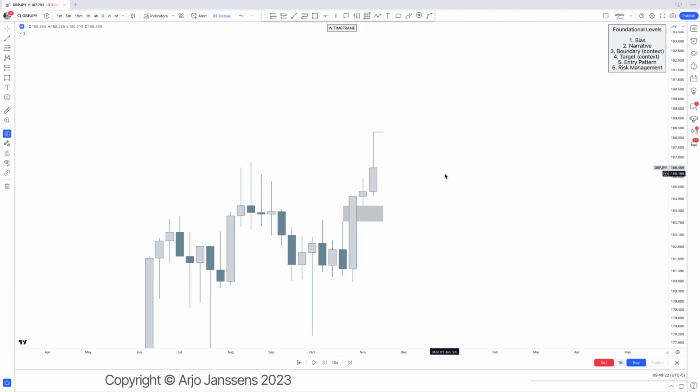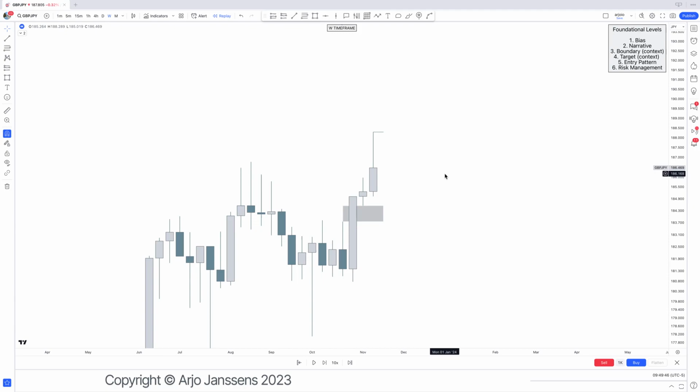That is the first step of the context. So that creates the PD array that you want to trade off of in your context. Then the next step is the fourth step, and that is the target. So that is the target of your context. Both 3 and 4 together create context. That is why we have in brackets context right there.